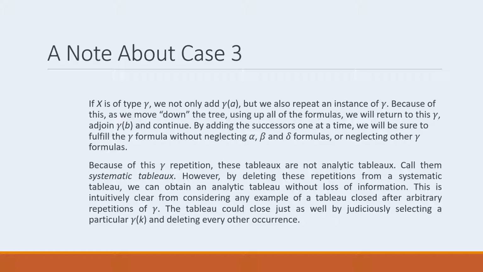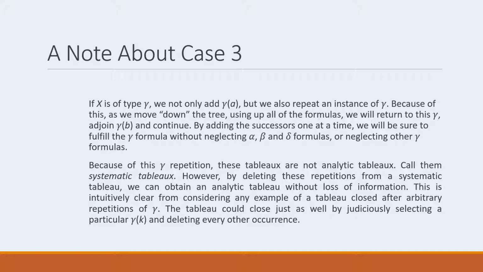So let's talk a little bit more in depth about case 3. If x is of type gamma, we not only add gamma of a, but we also repeat an instance of gamma. This is to avoid that infinite gamma loop that we were talking about earlier. By appending just one of the gamma k's and adding another gamma, that allows us to move on, but come back to that gamma and adjoin the next one. So by adding the successors one at a time, we'll be sure to fulfill that gamma formula, but without neglecting the alpha, beta, delta, or other gamma formulas elsewhere on the tree.